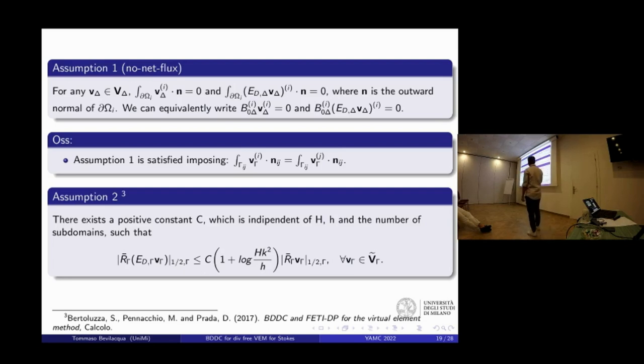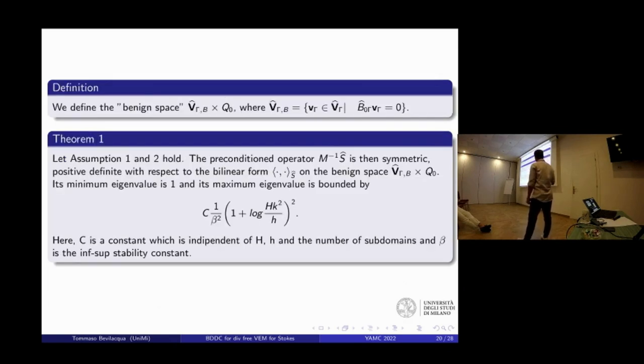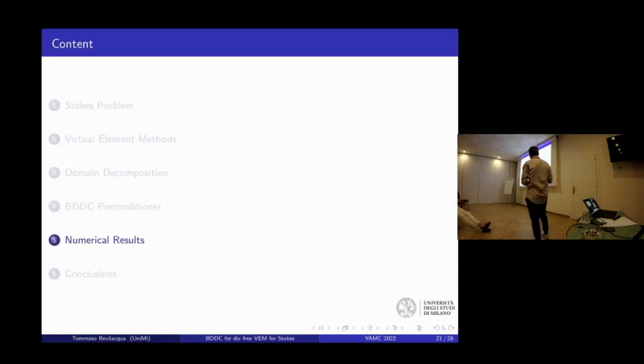Instead, to ensure that this assumption is also satisfied, you need to require this property, and so you need extra degrees of freedom on each edge of the interface. With these two assumptions, I have to say that this is a key assumption, because it guarantees that the iterates of your iterative method stay in this so-called benign space, a space where your preconditioner is symmetric and positive definite. And in this way, you have your classical logarithmic estimates for the preconditioner.